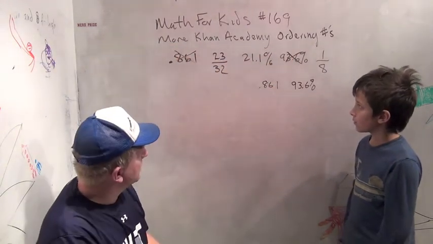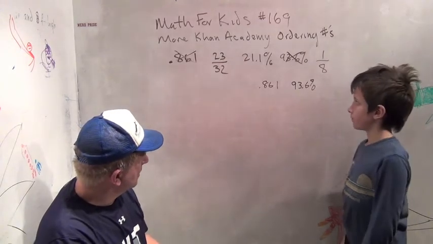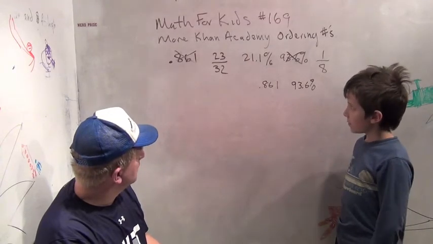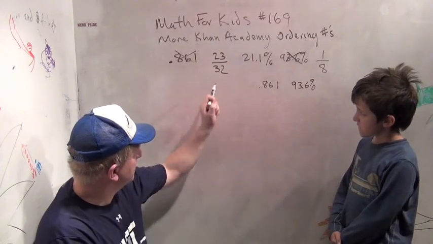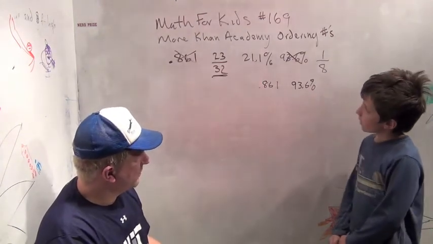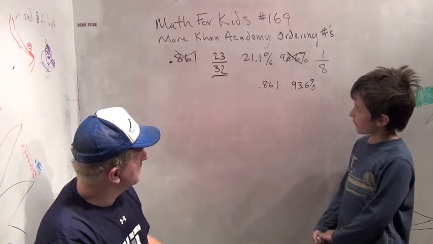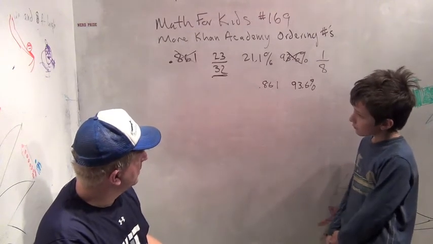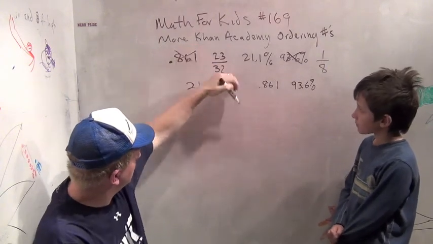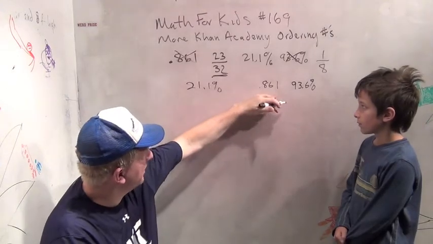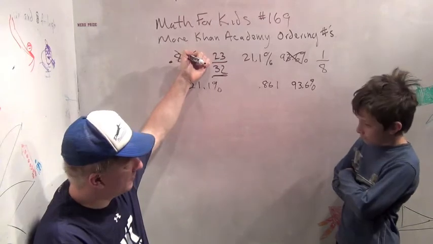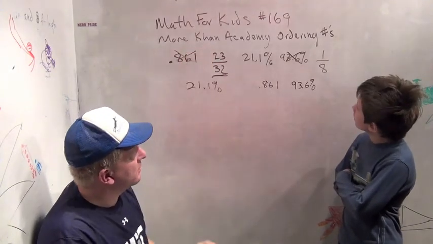So we've used that one and that one. What are we going to do next? Well, 23 sevenths is bigger than a half. That's one thing we can say about that. What can we say about 21.1%? That's a little bit less than a fourth, so that's going to be over here. We know 23 sevenths is bigger than it, and we know it's bigger than 21.1% because it's bigger than a half. What about 1/8?